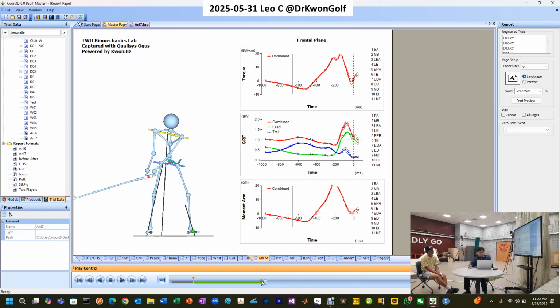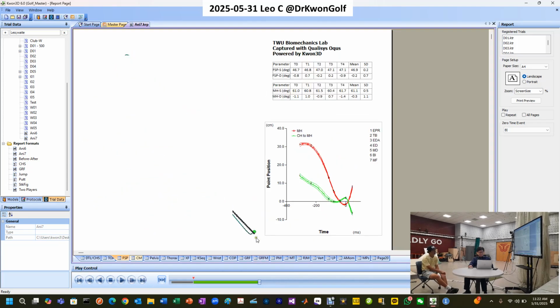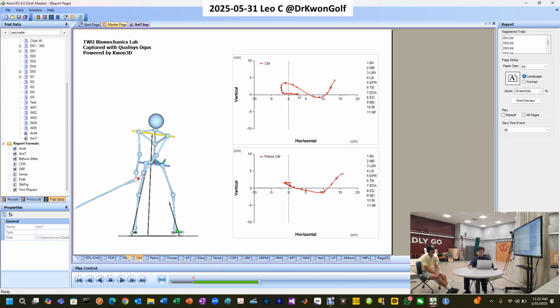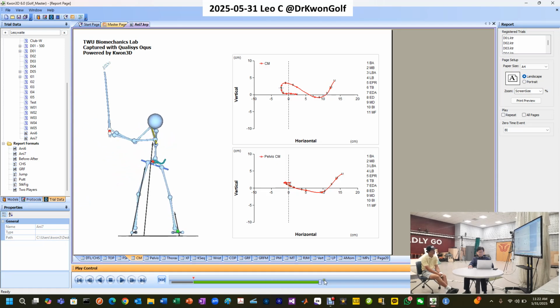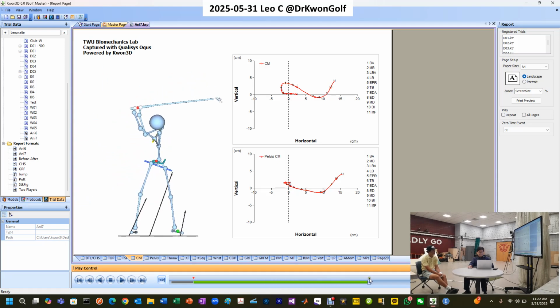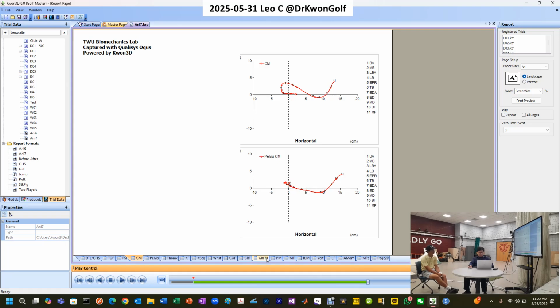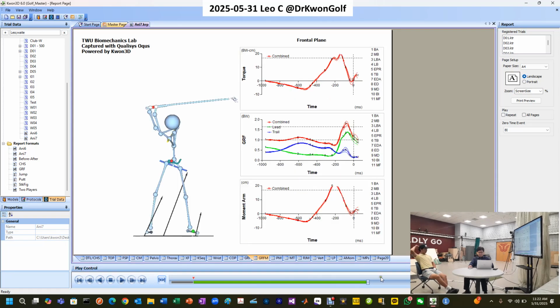And then, so the center of mass pattern here, it moves away and then goes up and then diagonally down and up here. So it's moving up quite a bit to the impact position because he's pushing the ground well with the lead leg here. So when we go to this view here, this is top of backswing.